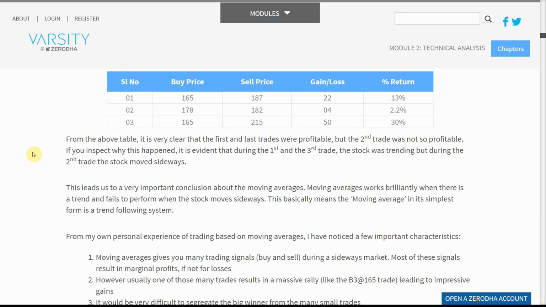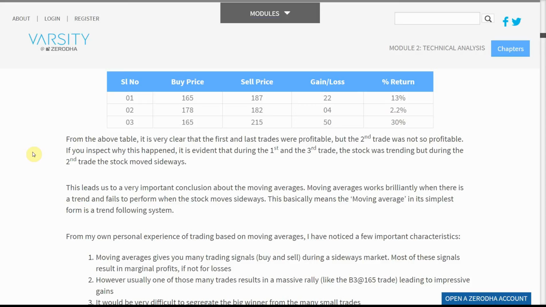From the above table, it is very clear that the first and last trades were profitable, but the second trade was not so profitable. If you inspect why this happened, it is evident that during the first and the third trade, the stock was trending, but during the second trade the stock moved sideways. This leads us to a very important conclusion about the moving averages. Moving averages work brilliantly when there is a trend and fail to perform when the stock moves sideways. This basically means the moving average in its simplest form is a trend-following system.